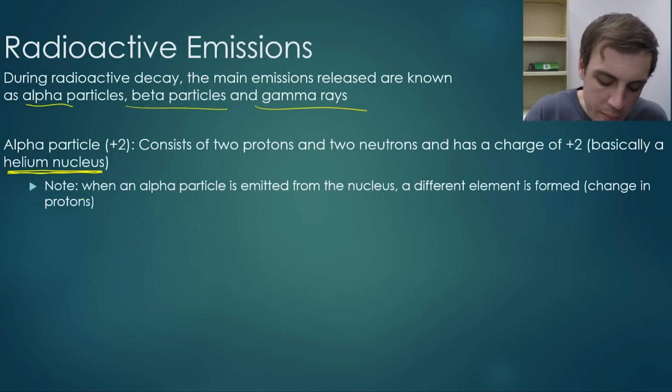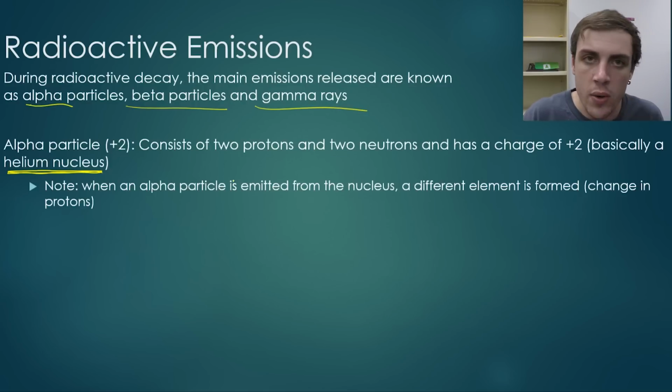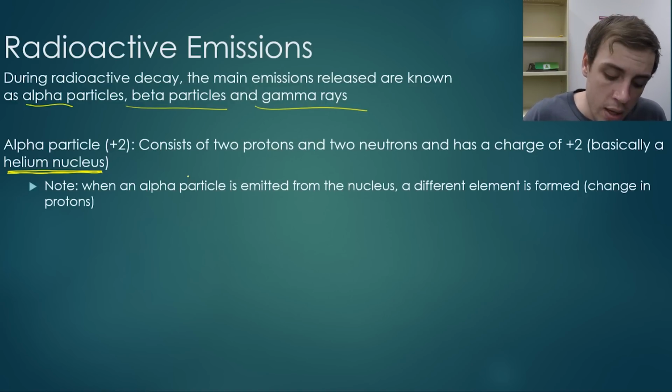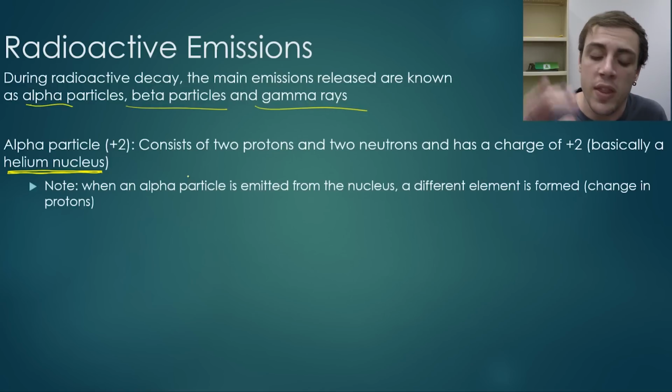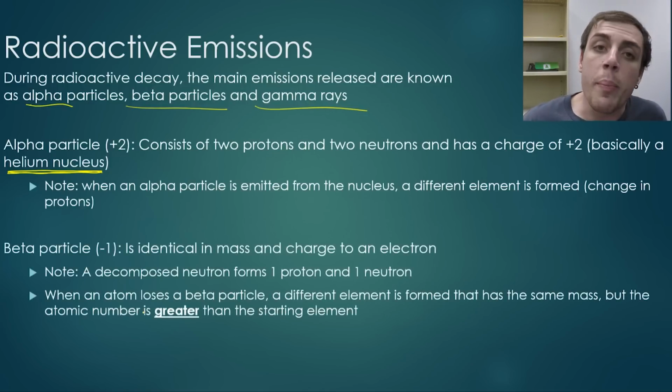Now, be aware too that during a radioactive emission where we have a release of an alpha particle, because the radioactive element is losing protons, and remembering that protons control the element, it will actually change what the element is. So please be aware of that: during alpha particle emission, the actual element itself will change. So let's go through a beta particle now.